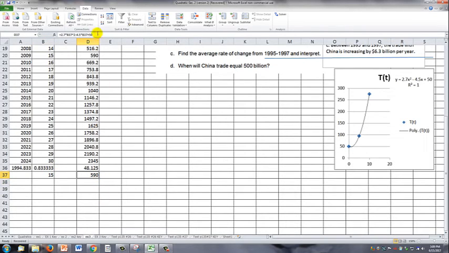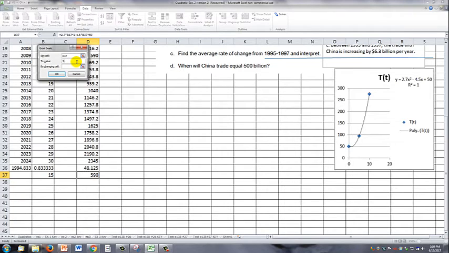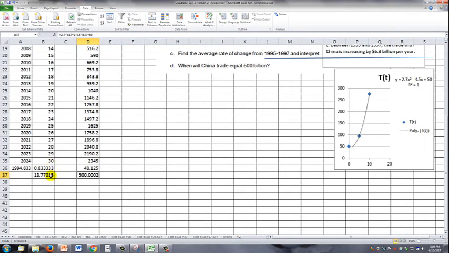And then I'm going to goal seek to 500 by changing 15. And so when you do that, you're saying, hey, Excel, would you look at around 15, left and right of 15, and then you can stop when you get close. And so it stops at 13.77.